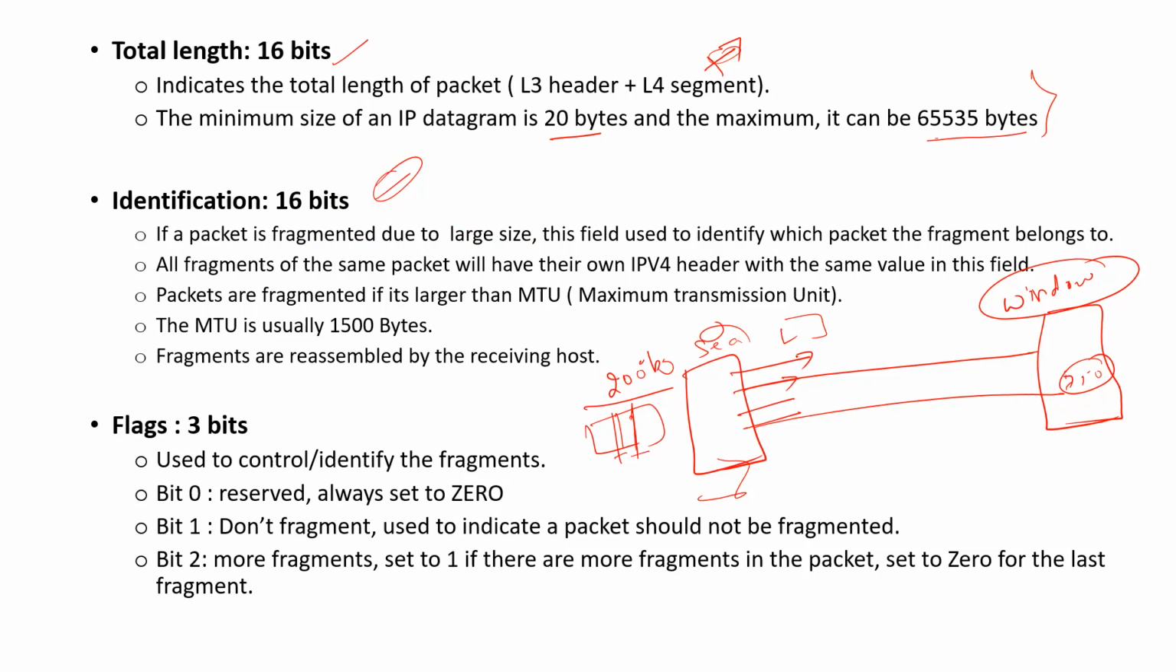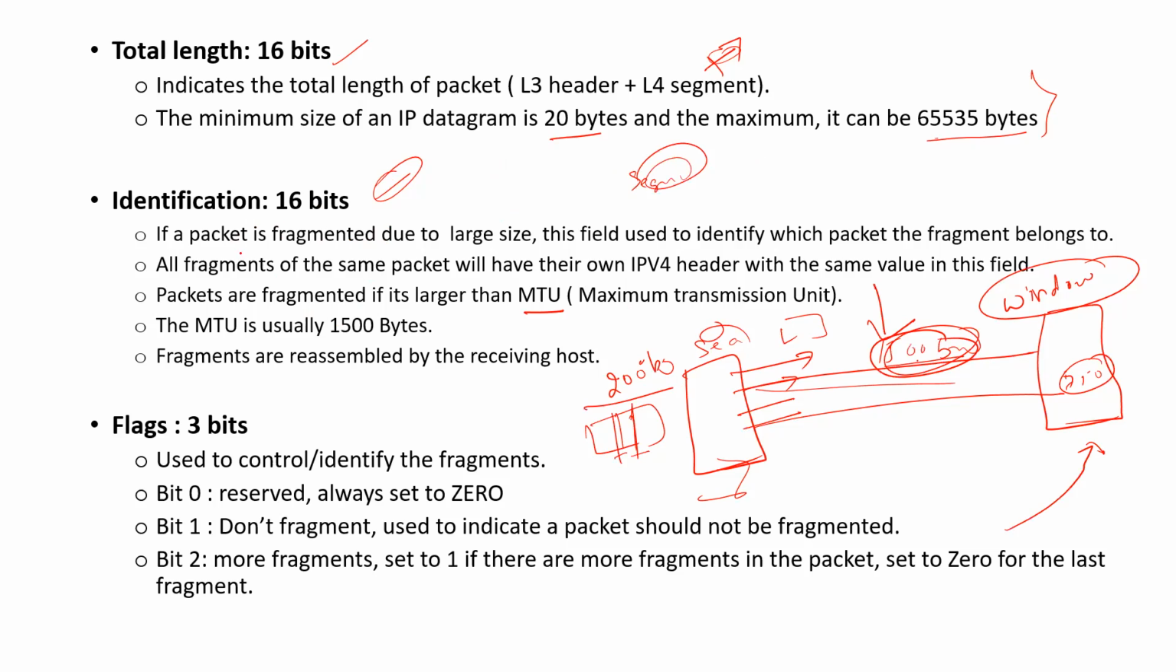Here we have one thing called MTU, that is maximum transfer unit. Only 1500 bytes of data can be sent at one time. This is called MTU. If the data you are sending is more than 1500 bytes, then fragmentation will happen. It's a kind of segmentation, but it depends on the size. These fragments will be reassembled on the destination host. That is about identification.